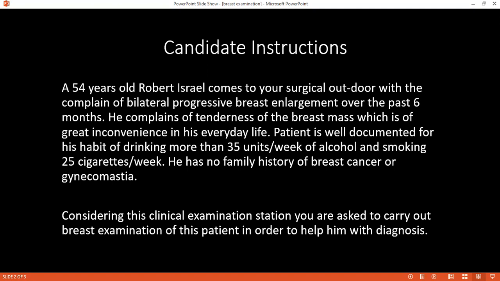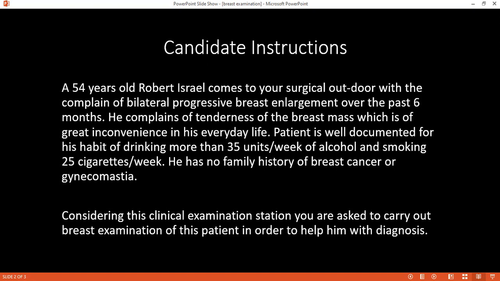What imaging would you ask for? Mammography can be sought to see if an underlying mass is present. Then ultrasound of the swelling. Abdominal ultrasound and chest x-ray can also be done, to check for abdominal pathology.